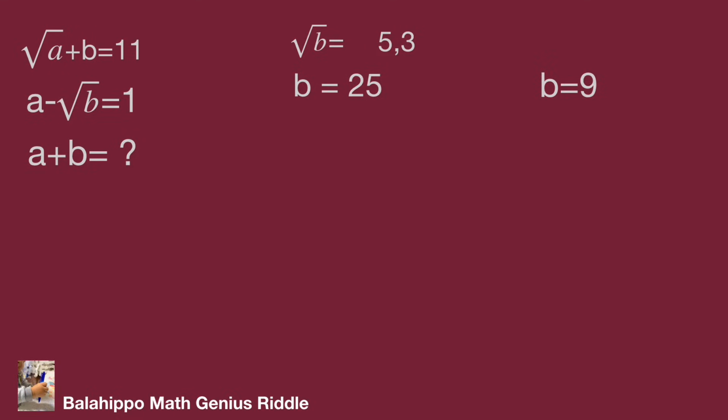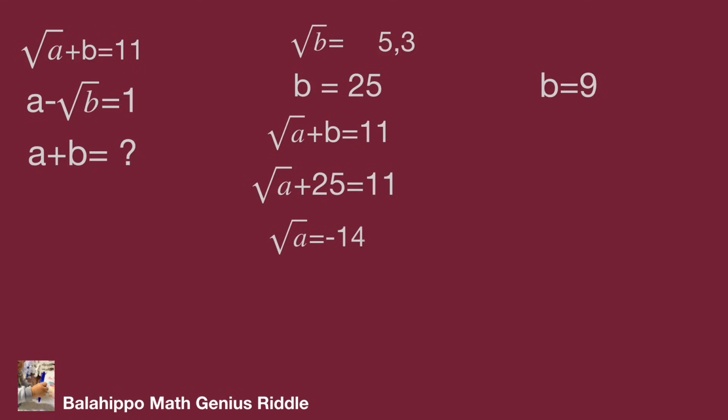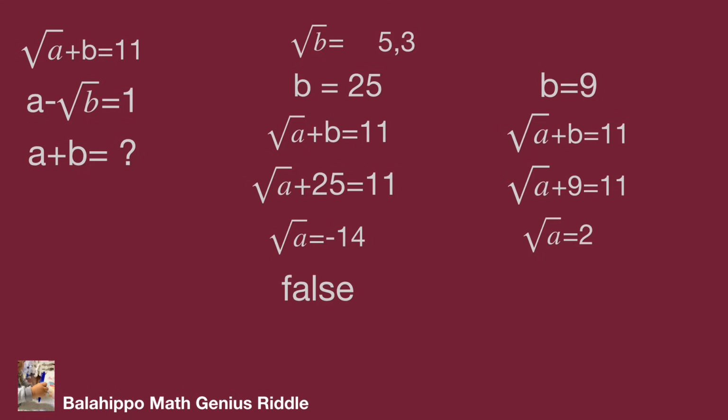While b is 25 and square root of a plus b equals 11, then square root of a equals minus 14. Because a and b are positive integers, this is false. And b equals 9, we get square root of a plus 9 equals 11, square root of a equals 2, and a equals 4. So a plus b equals 13. That's the answer. Did you figure it out?